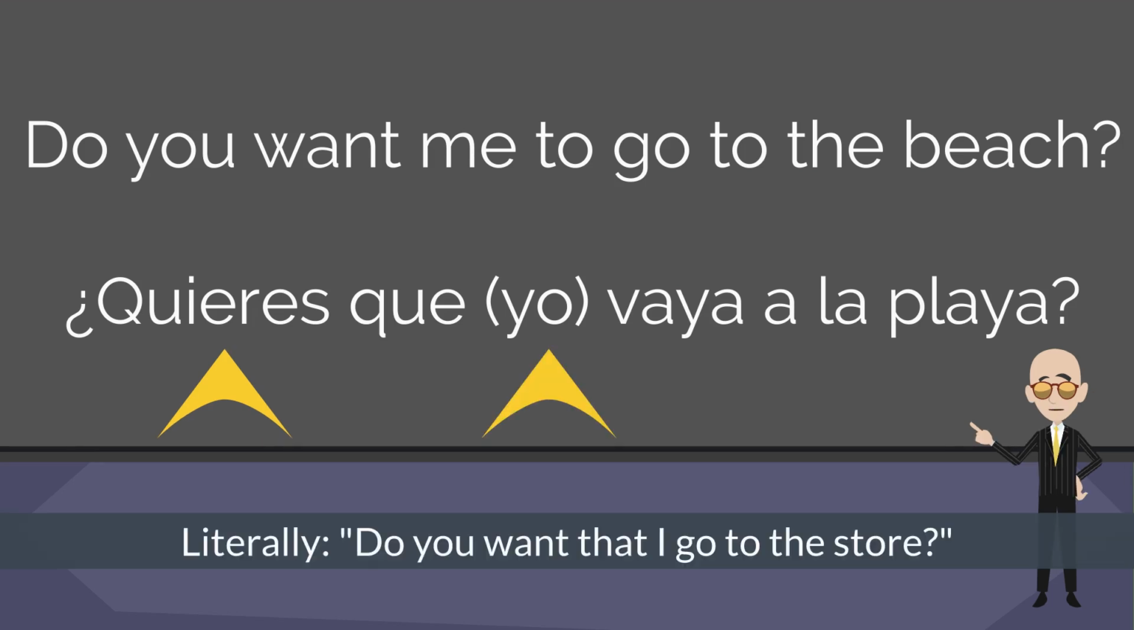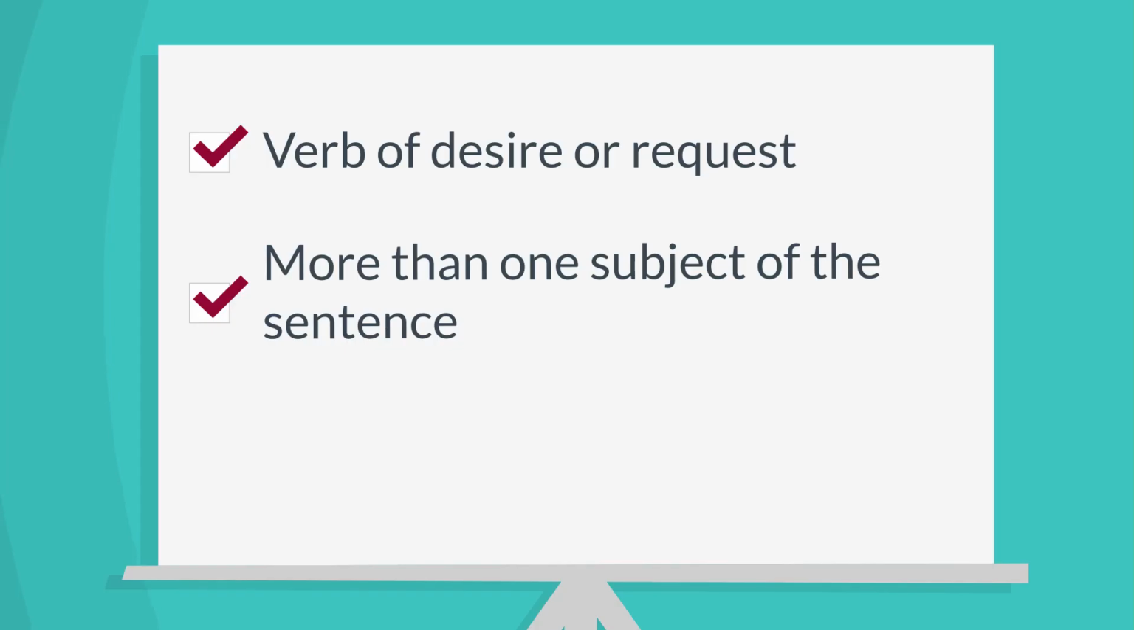The second thing we need is a change of subject. You're not simply telling me what you want to do, you're telling me what you want me to do. So you and I are both subjects of the sentence. When we match that up with a verb of either desire or request, that tells us we're going to be using the subjunctive. Here's a visual aid to help you remember. I always think it's helpful to think of things like a checklist. Is there a verb of desire or request? Check. Is there more than one subject of the sentence? Check. That tells me I'm probably going to be using the subjunctive. Now, there are exceptions, but we won't be talking about those today.